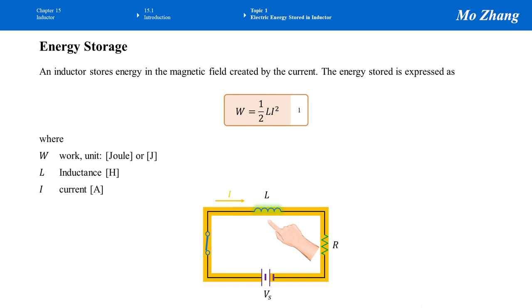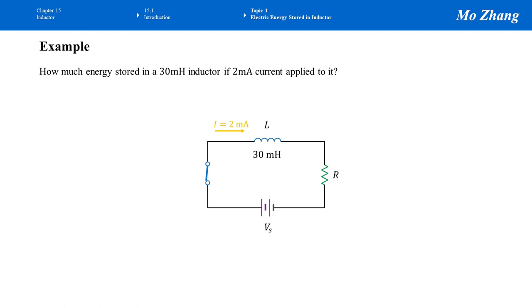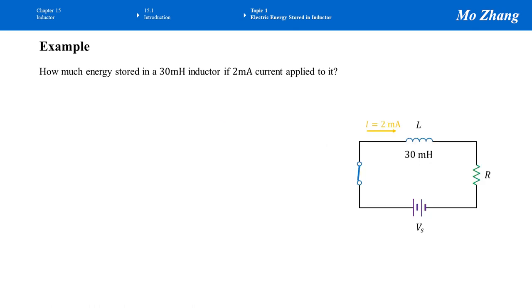Let's work on this example. A circuit has a voltage source called Vs, connected to a switch and an inductor L with 30 millihenry and a resistor R. A current of 2 amps is applied to this circuit. We want to know how much energy is stored in this 30 millihenry inductor. As you can see, we don't know the resistance value, but it is okay, we don't need to know it, as long as we know the current and the inductance.